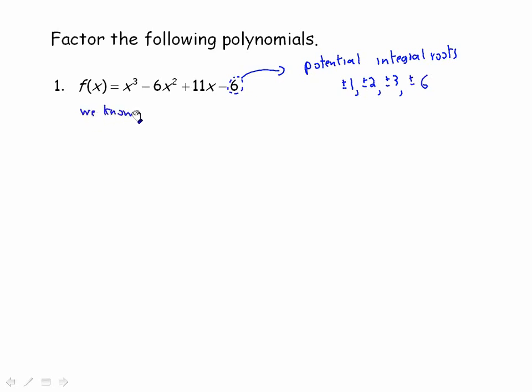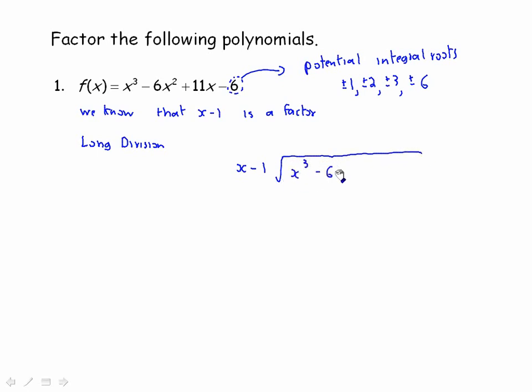Now we do know from earlier that x minus 1 is a factor. So we don't need to go back to that. But I'm going to do long division, and I'm going to break this one down fully. So I take the factor that we know, which is x minus 1, and I divide it like this. x minus 1 divided into the polynomial x cubed minus 6x squared plus 11x minus 6.